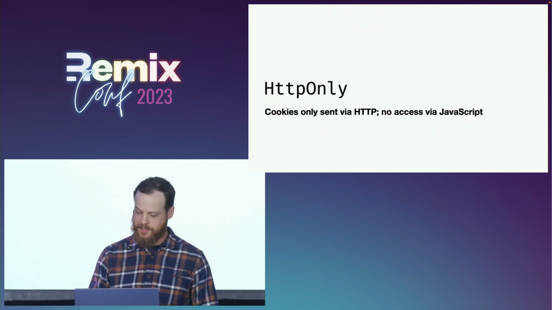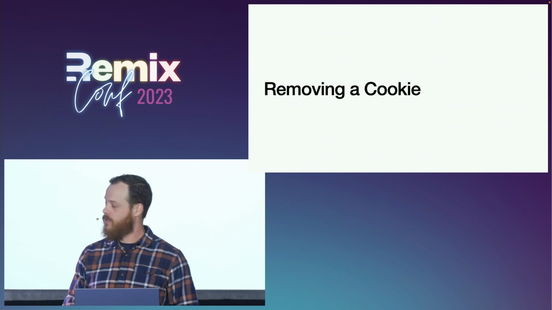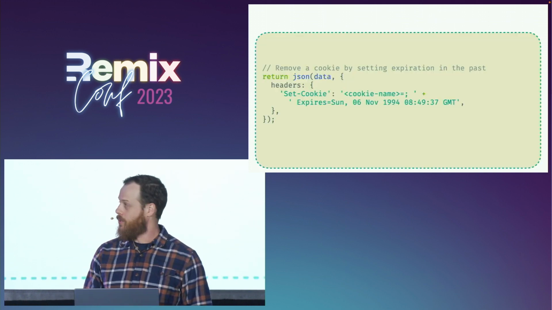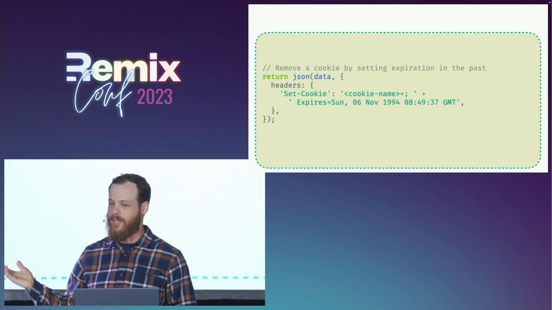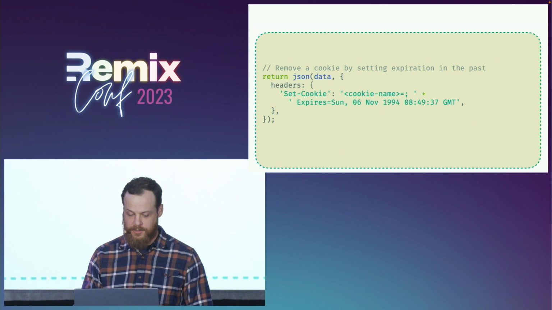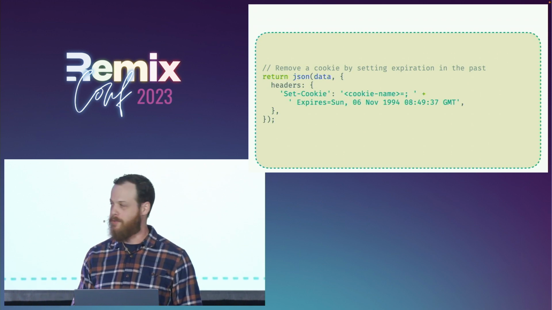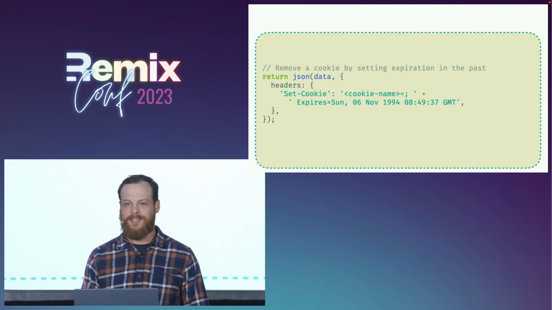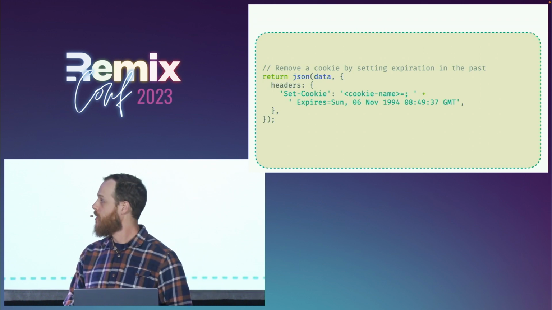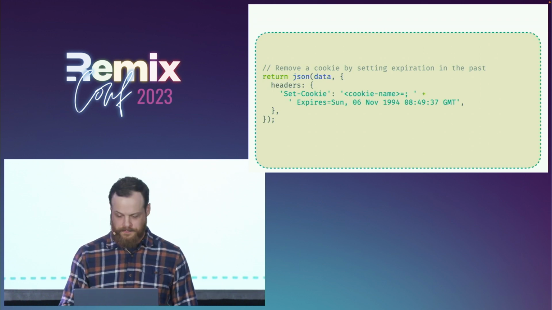And then there was an interesting way to remove a cookie, and that's just to call setCookie with an expiration in the past. You can do that very simply with the expires at some date in the past. Or you can do max age with 0 or something like that. But expires would be the recommended way.